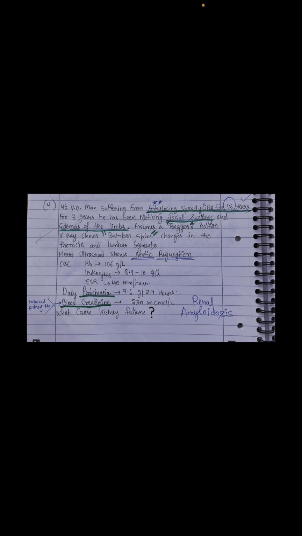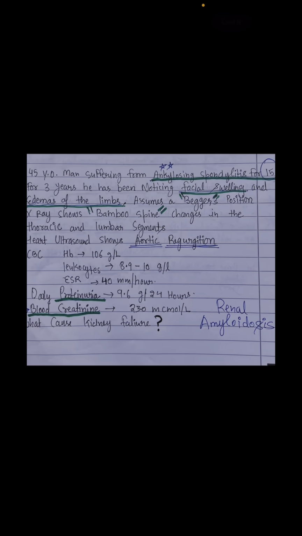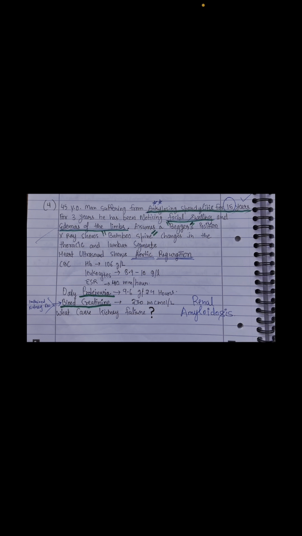Another patient is suffering from ankylosing spondylitis for 15 years, and he developed these symptoms right now. So we are going to mark renal amyloidosis because we got our chronic pathology as a history to mark the answer renal amyloidosis.